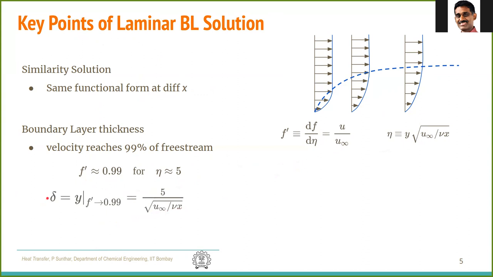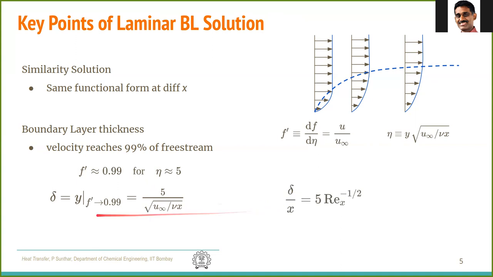So what is boundary layer thickness again? It's delta, which is the vertical distance y at which f prime becomes 0.99. That happens when eta is phi. So substituting eta equal to phi here, y is phi divided by square root of u infinity by nu x. So that's what we have written here. Delta is directly phi divided by square root of u infinity by nu x. So using the similarity solution and this one point value, we have got delta as a function of x. If you see here, x is in the denominator of this expression, so essentially delta goes as square root of x.